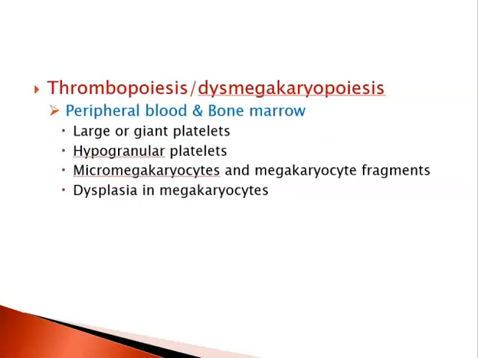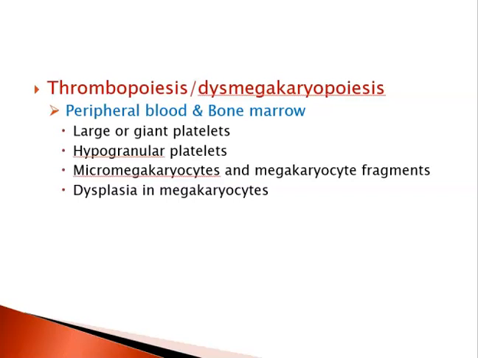Okay, problems that MDS can cause for thrombopoiesis, or production of platelets, or dysmegakaryopoiesis. In the peripheral blood and the bone marrow, you may see large or giant platelets. You may see hypogranular platelets. You might see micromegakaryocytes and megakaryocyte fragments.